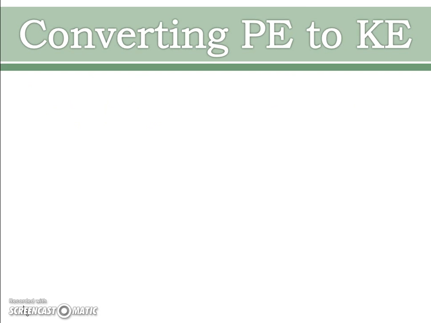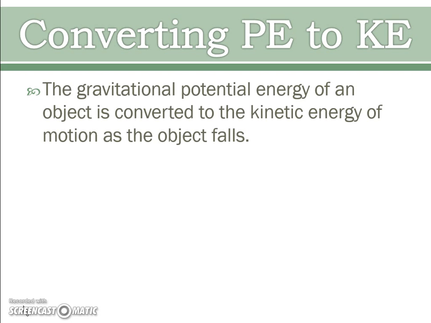Now, we can convert from potential energy to kinetic energy. We saw that when we went through the first section, where you could solve for potential or kinetic, either one. Basically, the gravitational potential energy of an object is converted to the kinetic energy of motion as the object falls. So the potential energy an object has while it's sitting on a shelf, let's say a ball, for example, as it sits on the shelf it has potential energy but no kinetic energy because it's not moving.